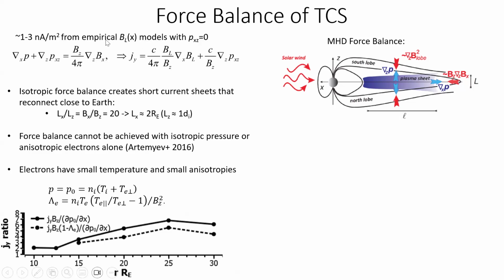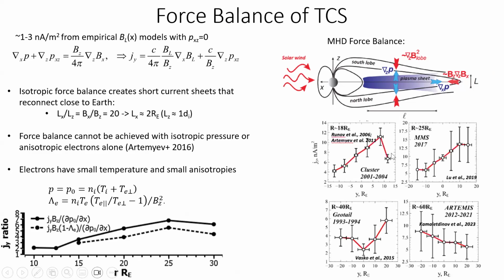Further, from empirical models of the magnetic field, we get that the current in the magnetotail current sheet should be about 1 to 3 nanoamperes per square meter. But observations show currents significantly larger than that. This is taken from various distances along the tail, 18, 25, 40, 60, but almost all of these measurements are significantly larger than 1 to 3. And you can immediately see that if you have this off-diagonal pressure component, that's going to add an additional term to your current and can increase it from what MHD would get you. So it looks like we need some sort of off-diagonal pressure.